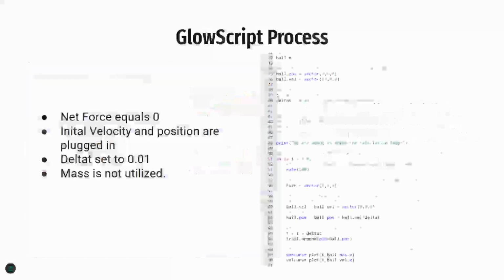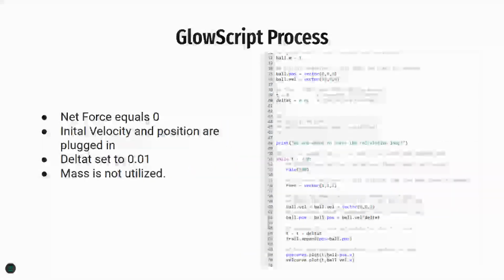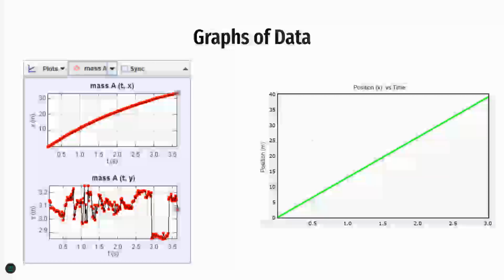I then was able to put this into GlowScript, where the net force was equal to 0, delta t was set to 0.01, and mass was not utilized because it was negligible in this experiment. Initial velocity and position are plugged in to where the ball's velocity equals the vector 13, 0, 0, and ball position equals ball position plus ball velocity times delta t. Once this was done, both of my graphs were given, and they are shown here, with my actual data on the left and my theoretical on the right.